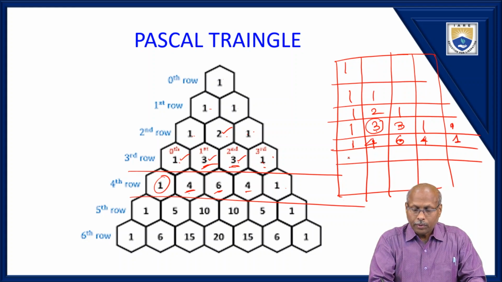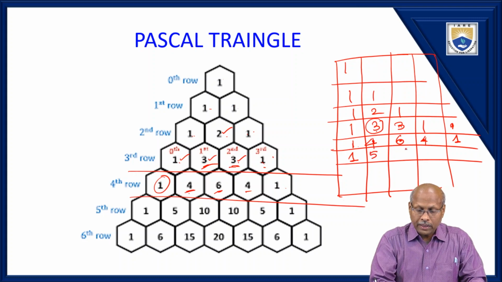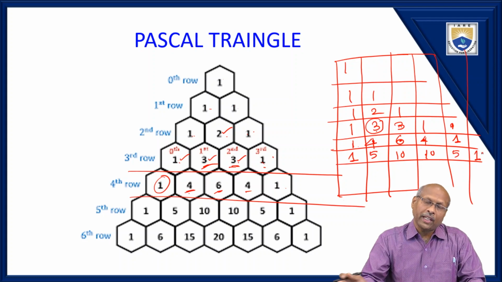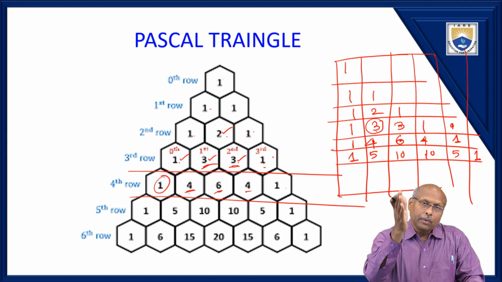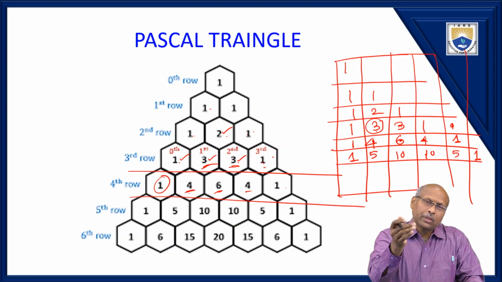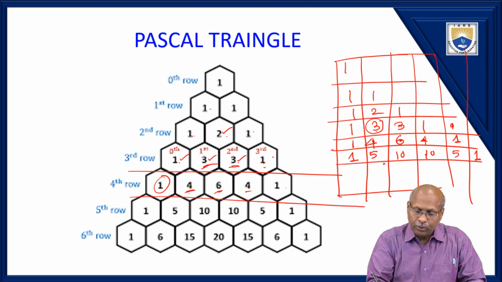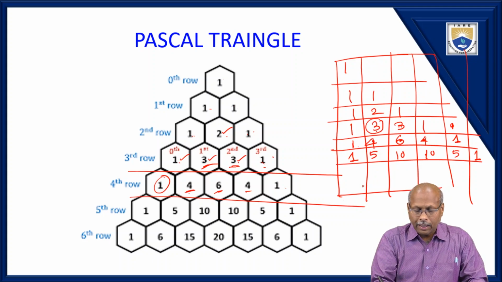Similarly here also, the first element is 1, 4 plus 1, 5, 4 plus 6, 10, 4 plus 6, 10, 4 plus 1, 5, and then 1. That means you can store it in an array also. You can go to the previous row and previous column minus 1. If you take those two, then you will get this value. So like this it evaluates.